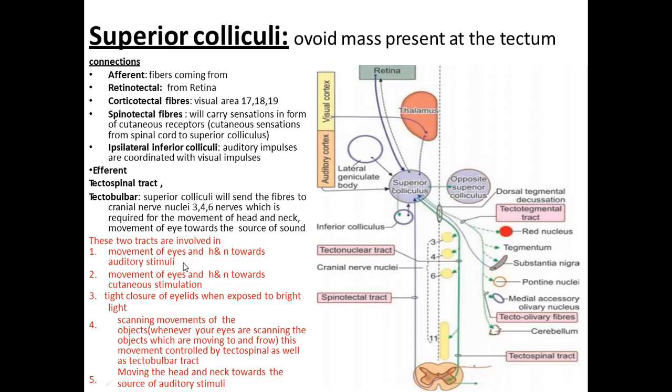These two tracts are involved in movements of the eyes and head and neck towards auditory stimuli, movements of the eyes and head and neck towards cutaneous stimulation, tight closure of the eyelids when exposed to bright light, and scanning movements, whenever your eyes are scanning objects which are moving to and fro. This movement is controlled by the tectospinal as well as tectobulbar tracts. So these are all the functions of the tectospinal tract and tectobulbar tract.